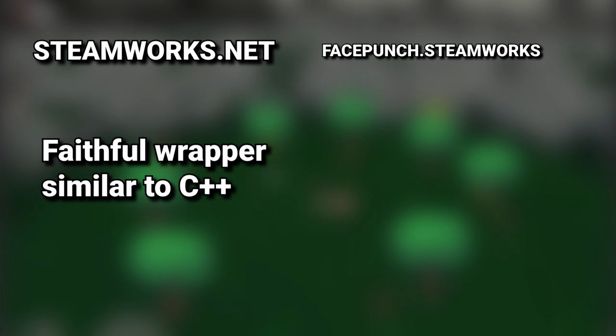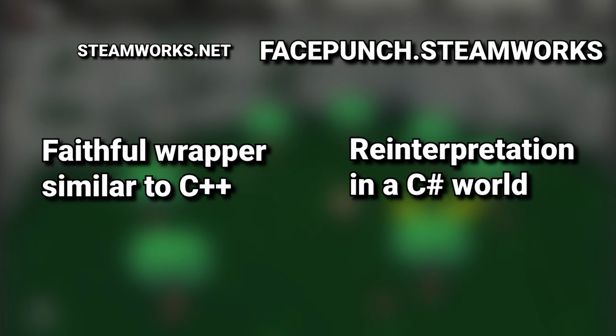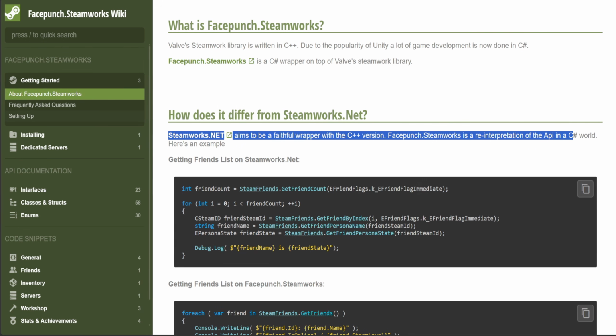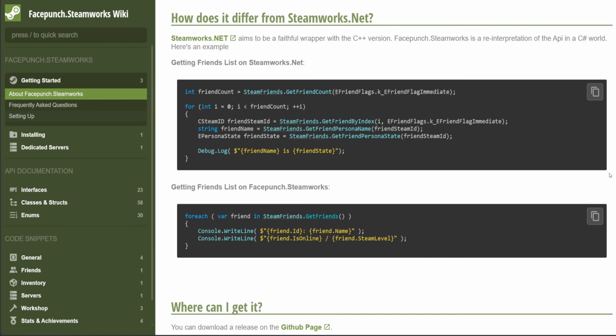Steamworks.net aims to be a faithful wrapper with the C++ version, and Facepunch.steamworks is a reinterpretation of the API in a C# world. Those aren't my words, that's literally what Facepunch said about it, and in the one example they gave, it seemed easier, so sure Gary, I'll go with your approach.